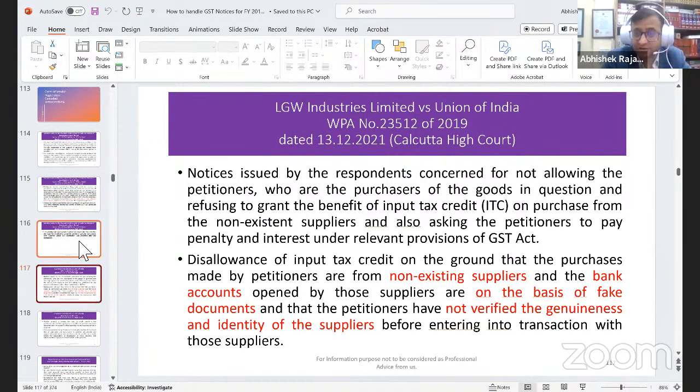Similarly, we have LGW Industries. In this case, the department levied an allegation that you have shown supplies from non-existing suppliers, and those suppliers were so bogus that their bank accounts were opened on the basis of fake documents. And you have not verified the genuineness of the parties.